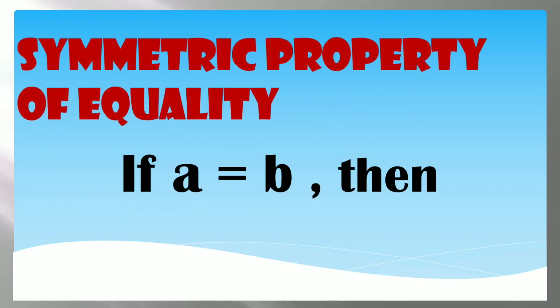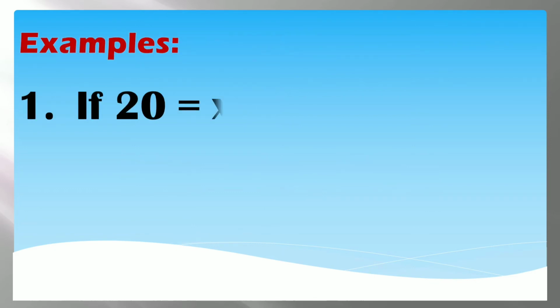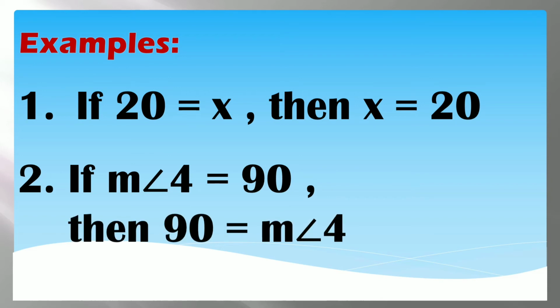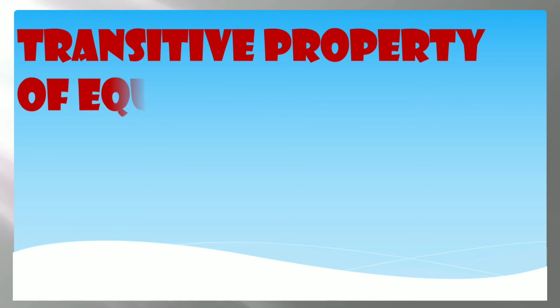That is the reflexive property. Symmetric property of equality: if A equals B, then B equals A. When we say symmetric property, the position changes. A was on the left, so it moves to the right. With symmetric, the two numbers or two quantities just swap positions. Examples: if 20 equals x, then x equals 20. Number 2, if the measure of angle 4 equals 90, then 90 equals the measure of angle 4. They just swap places. That is the symmetric property.